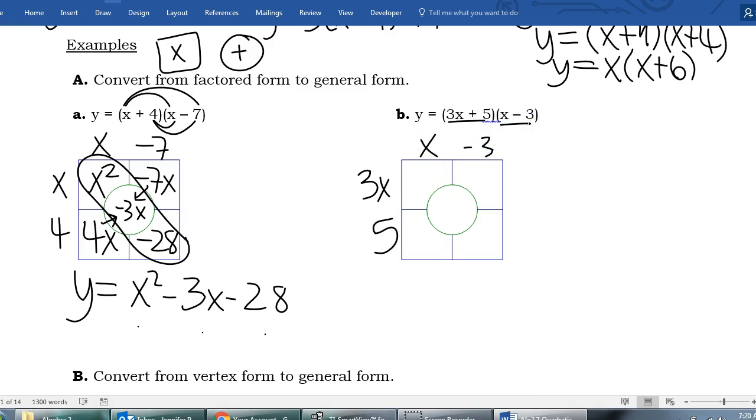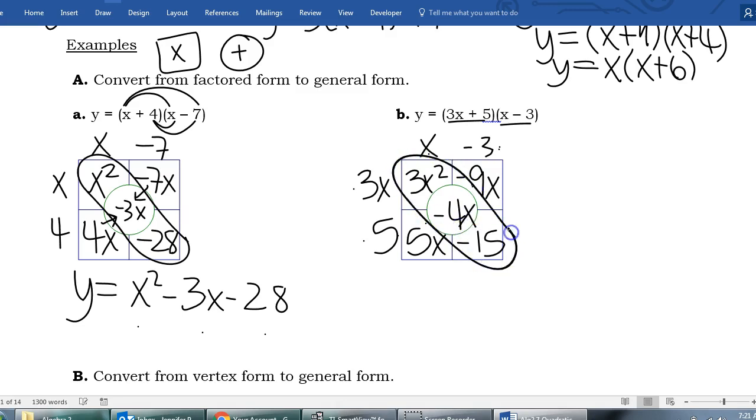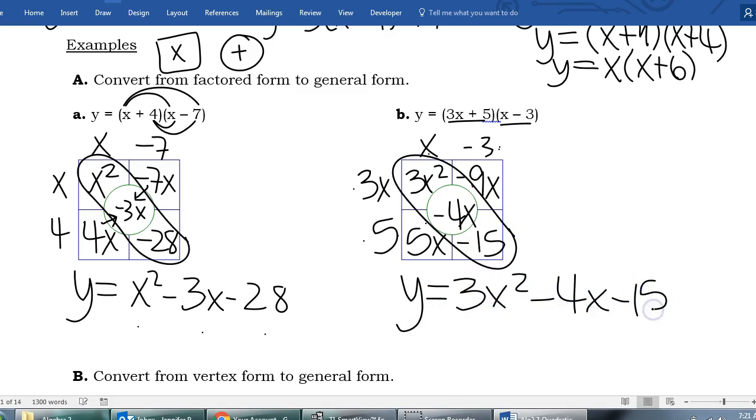We're going to multiply x times 3x, that's 3x squared. X times 5, that's 5x. And then negative 3 times 3x, that's negative 9x, and then the bottom corner here would be negative 3 times 5, that is negative 15. Now, we're going to put our like terms together. So negative 9 plus 5, that's negative 4x, and then we have our general form along the diagonal. Y equals 3x squared minus 4x minus 15.